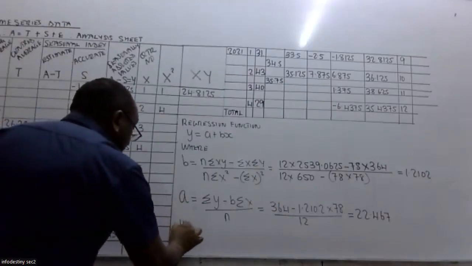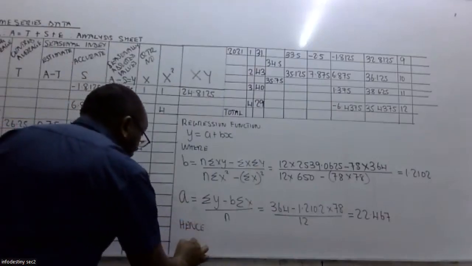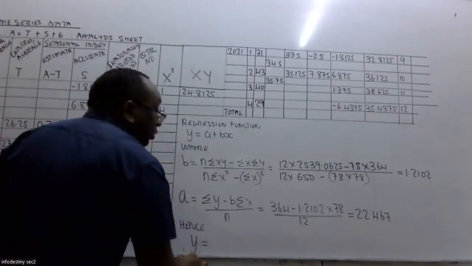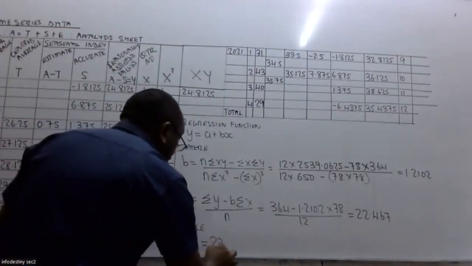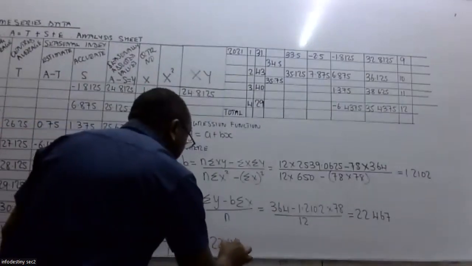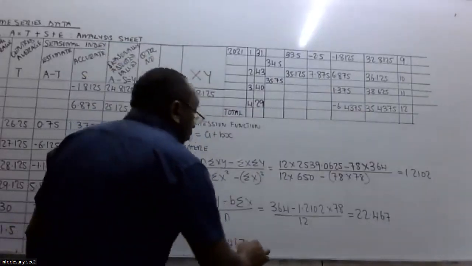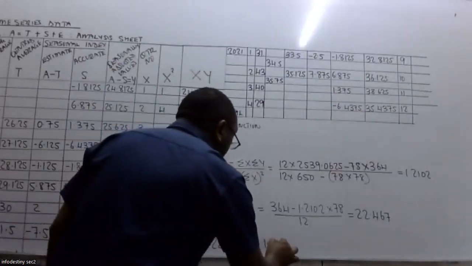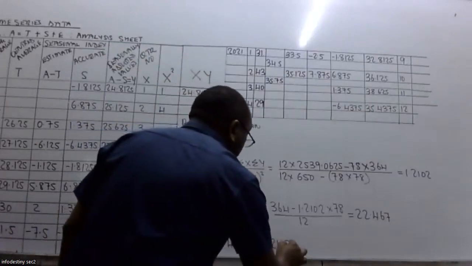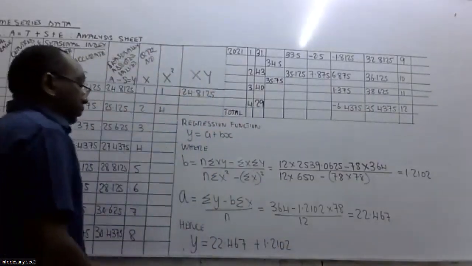Hence, y is equals to 22.467 plus 1.2102.